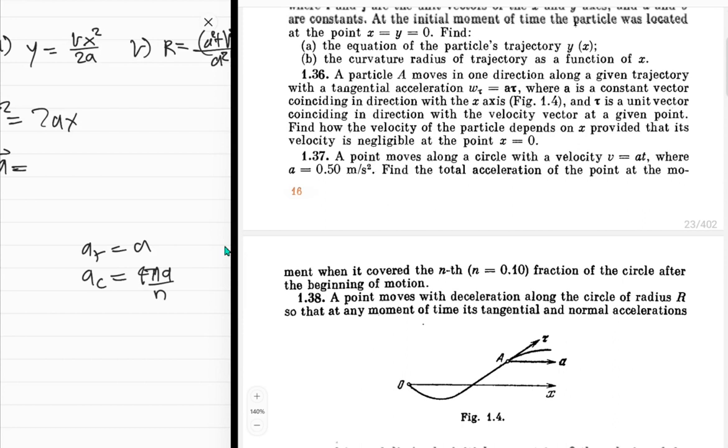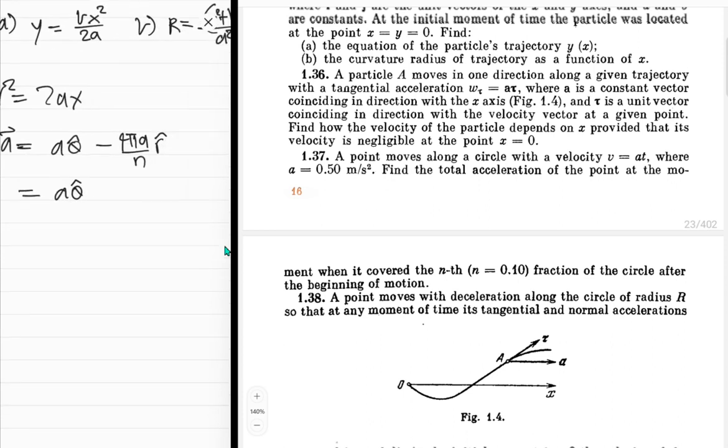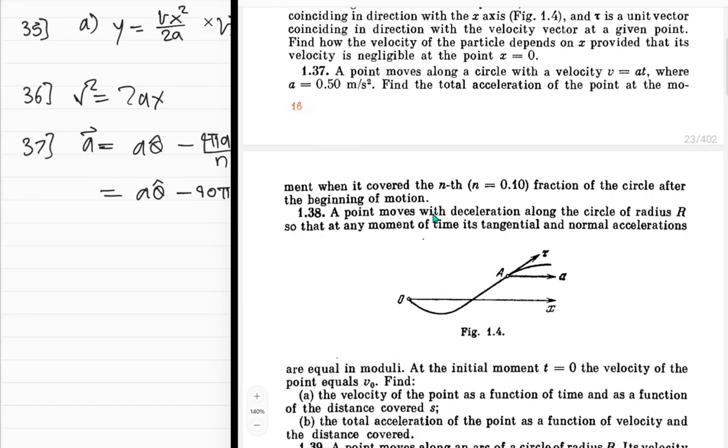So this will just be a theta hat minus 4 pi a upon n r hat. Cool. And now in this case, n is 0.1, right? So now it will just be a theta hat minus 40 pi a r hat. Wow, weird. Fine. Okay, 38.